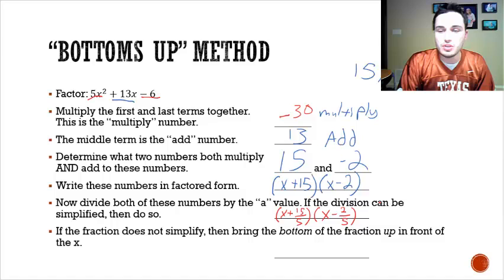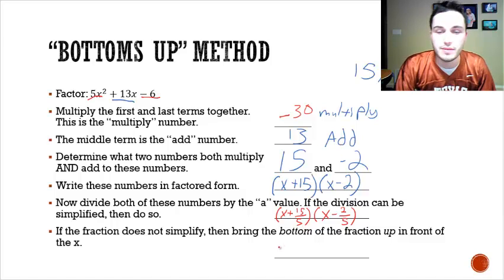Now, if the division can be simplified, then do so. Can I simplify 15 over 5? Absolutely. 15 over 5 is 3. So x plus 3 is one of my final factors. Can 2 over 5 be simplified?